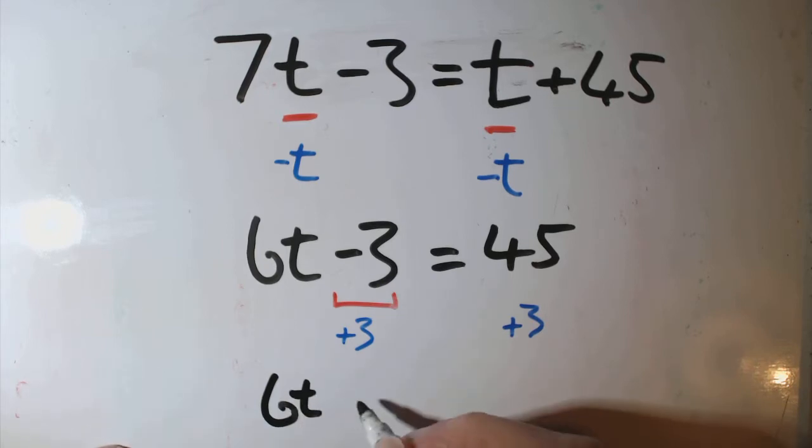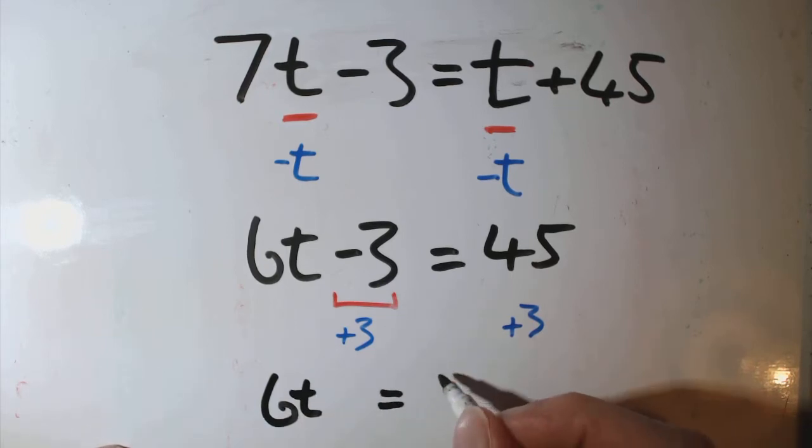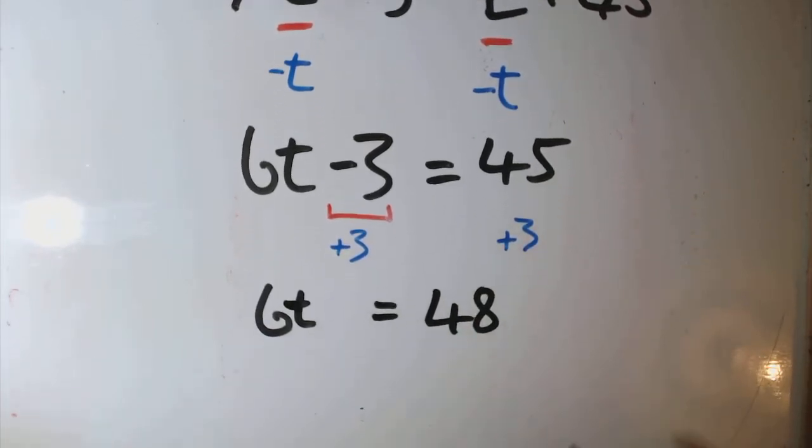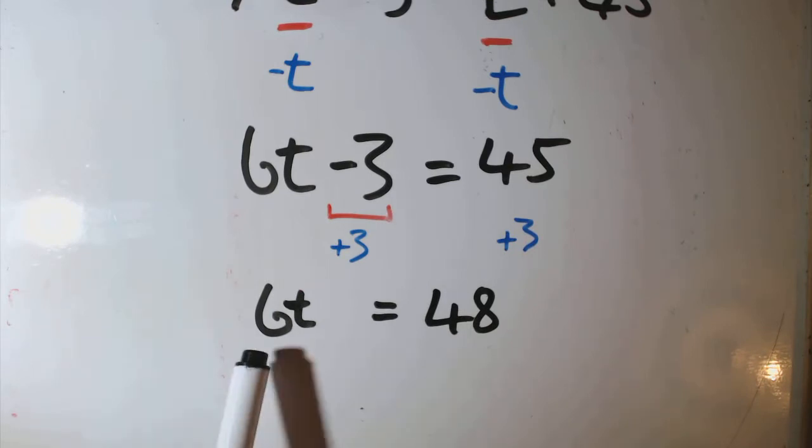Right, so what we've then got is 6t equals 45 plus 3, which is equal 48. So we now have 6t equals 48, okay, so imagine it was 6 apples equals 48 pence.